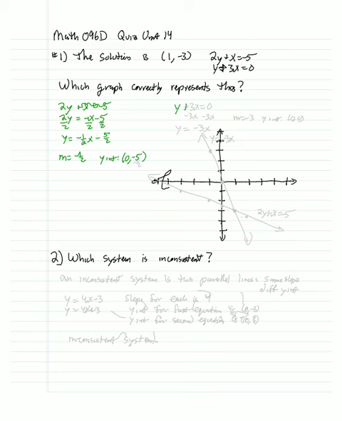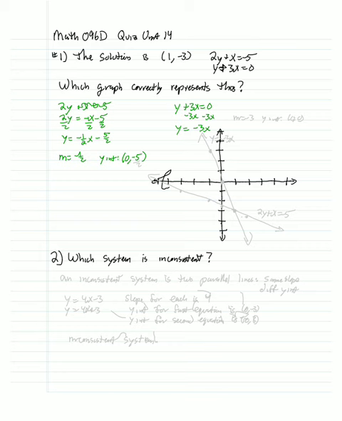The other one we have is y + 3x = 0. Subtracting 3x from both sides, y = -3x. Okay, now we want to graph these.